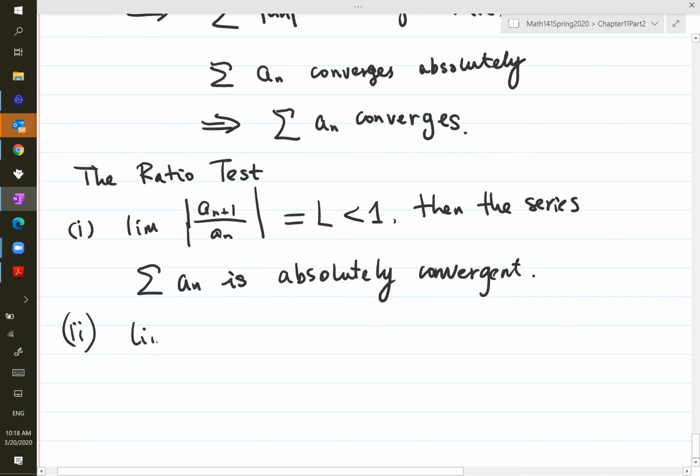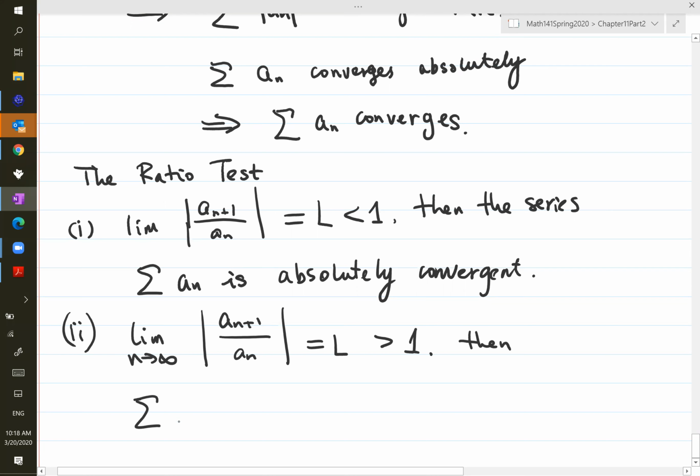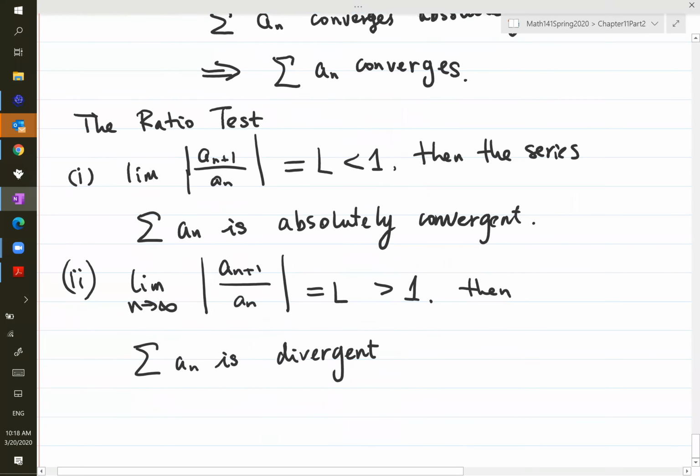Now if the limit of this ratio is L greater than 1, then the series is divergent. Remember, for divergent, we don't have a version of absolutely divergent. We only have absolutely convergent and convergent. For divergent, it's just divergent.